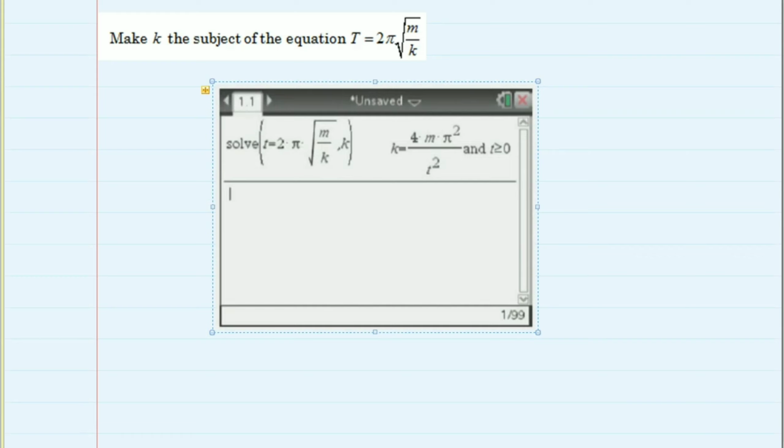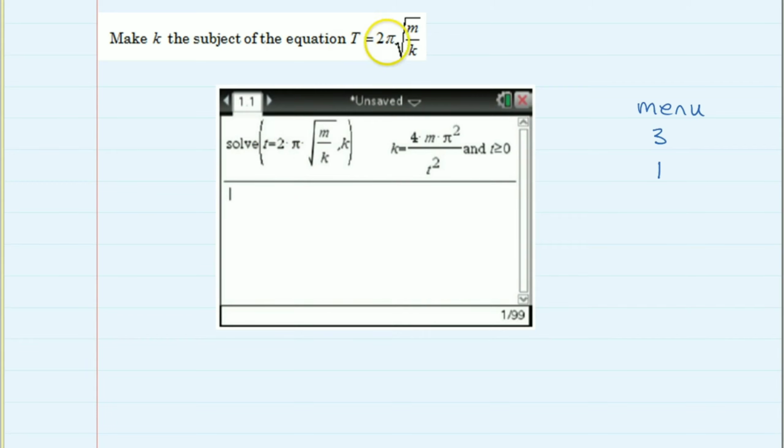Just a final note on transposition and substitution. We can use our CAS calculator to transpose equations for us, and it works very, very well and very easily. Remember, previously we've looked at the solve function here, and the solve function does the transposition for us as well. And if you remember, to get solve, we'll just press menu, then 3 for algebra and 1 for solve, and we just need to type in the equation.